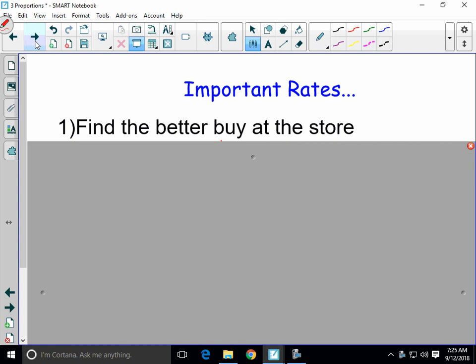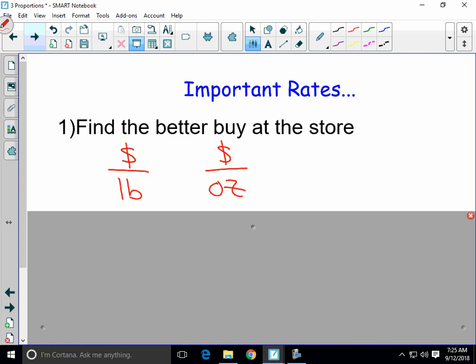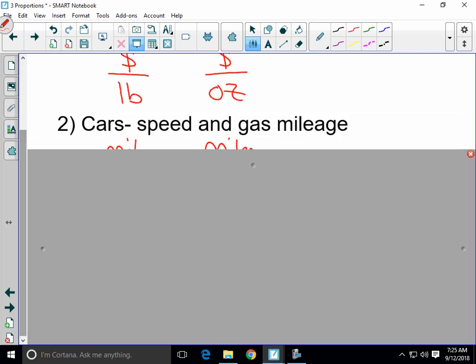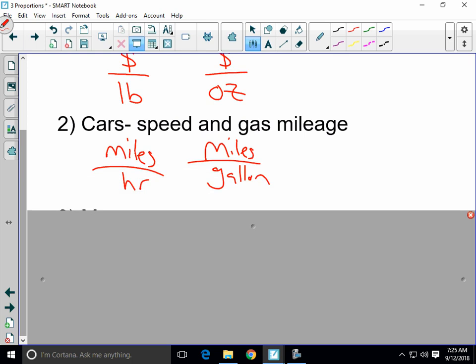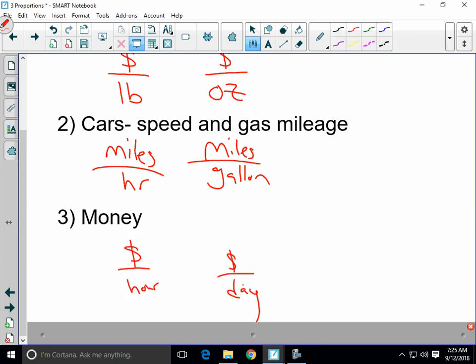Okay, a quick review of some important rates, just some things to look out for when you're outside, an application to some ratios and rates. When you're at the store, you may see things sold in dollars per pound or dollars per ounce. When you're in the car, you'll see the speed limit signs in miles per hour. You'll see gas mileage in miles per gallon. And when you're talking about getting paid, sometimes you'll see things like dollars per hour or dollars per day.